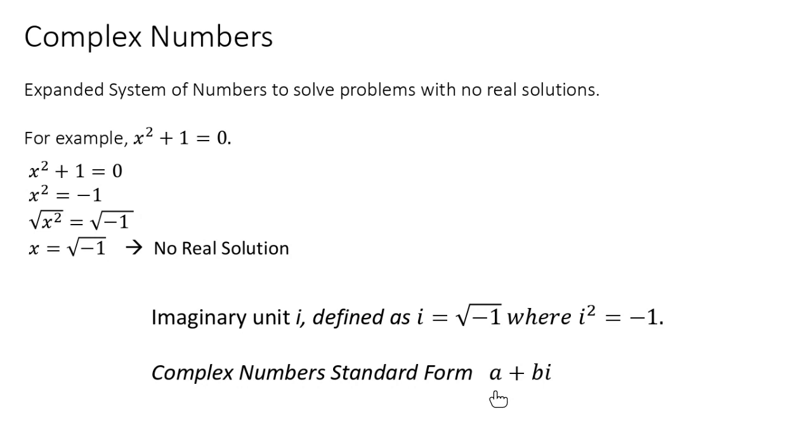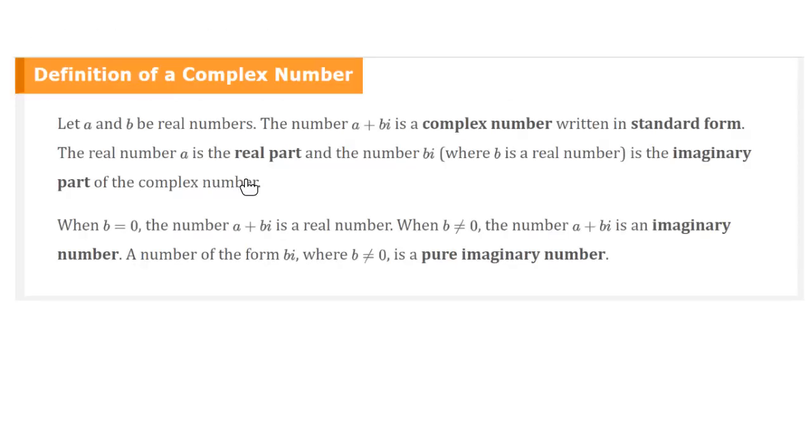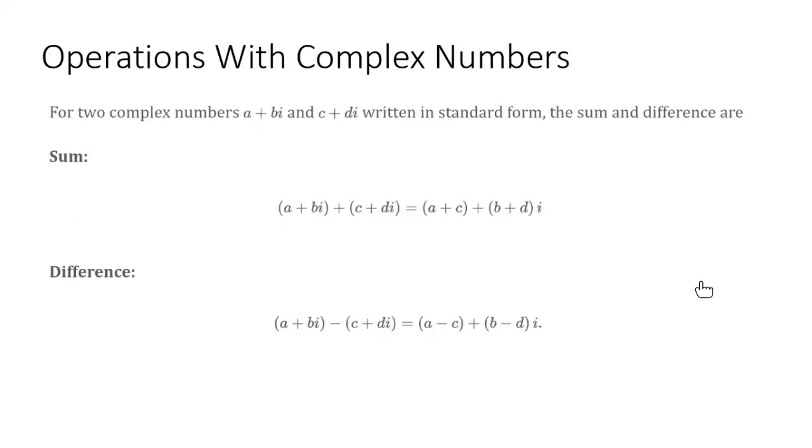The standard form, when you're doing your homework, it says enter your answers in standard form. So this is the standard form, a plus bi, where a is the real part and bi is the imaginary part. So you have to be able to add, subtract, and multiply, and that's what we're going to do here. So we don't use "does not exist" anymore, right? Now we're going to have imaginary numbers.